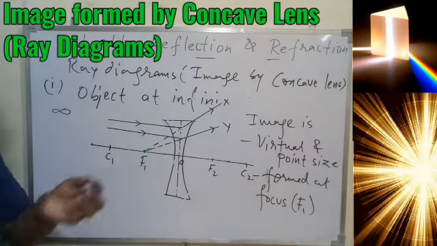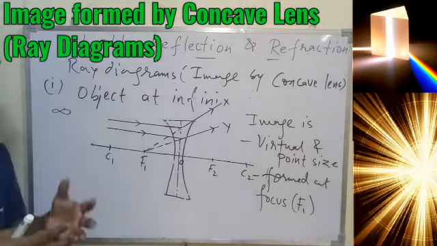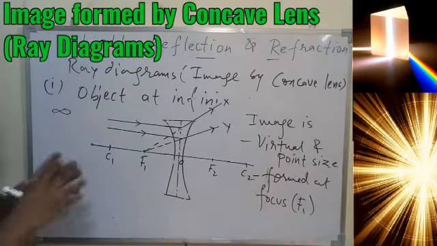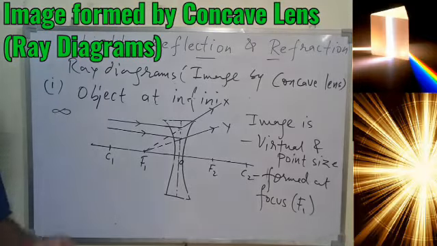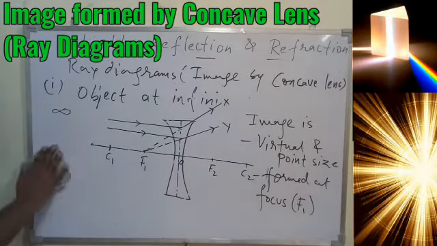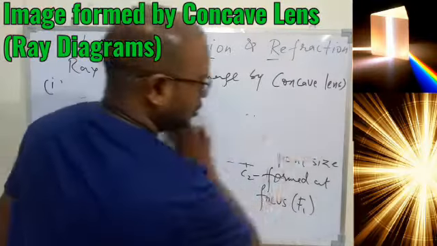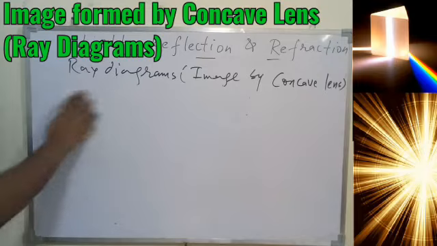And if the image is virtual and point size, then we cannot talk about whether it is upright or erect or inverted. But still, in general, if the image is virtual, it will be upright all the time. So that is how the concave lens will form the virtual image at the focus if the object is at infinity. That is the one case we have. And let's go for the second case, that is object in front of the concave lens anywhere.